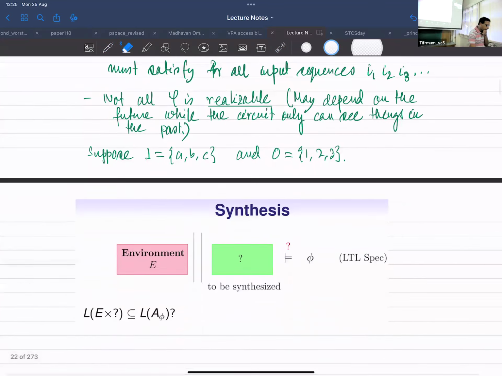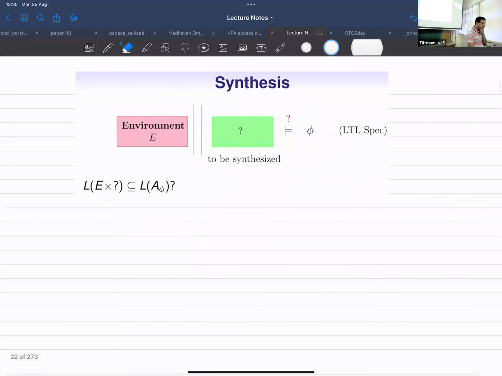Okay, so this is the synthesis question. I'm given this environment, and then I have to synthesize such a system such that it satisfies the phi, which is maybe an LTL specification.